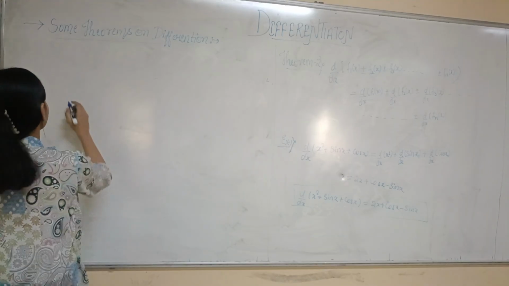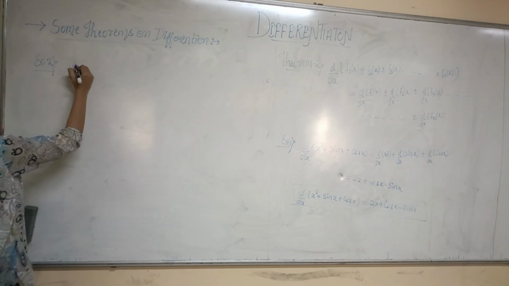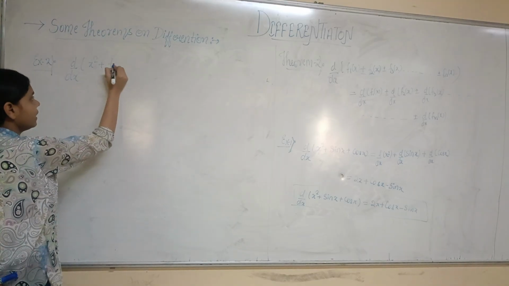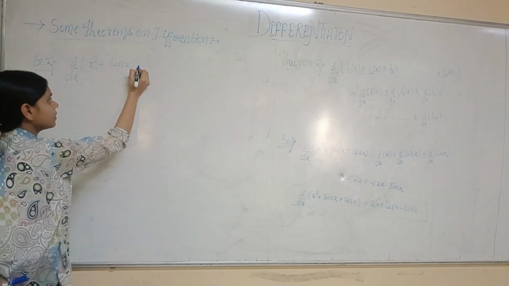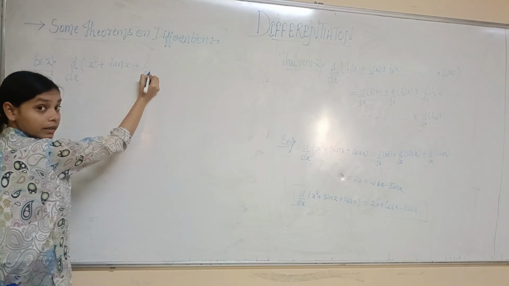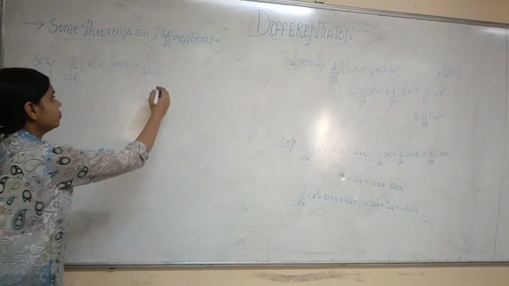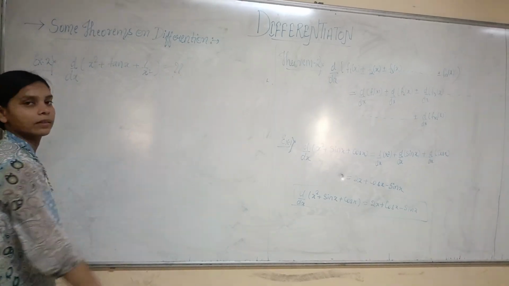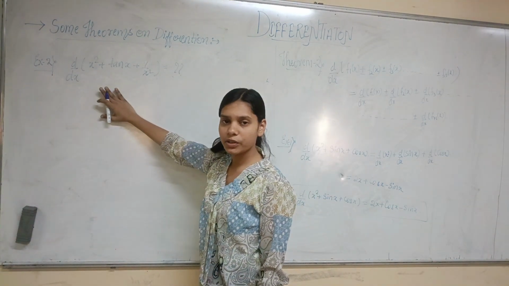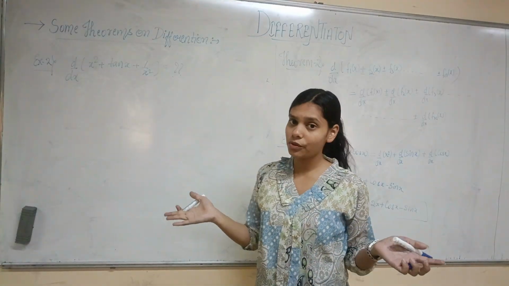Let us take example number 2. d/dx of (x² + tan x + 1/x²). Now, how do we find this? This is the question. In this question, x² is a function of x, tan x is also a function of x, and 1/x² is also a function of x.